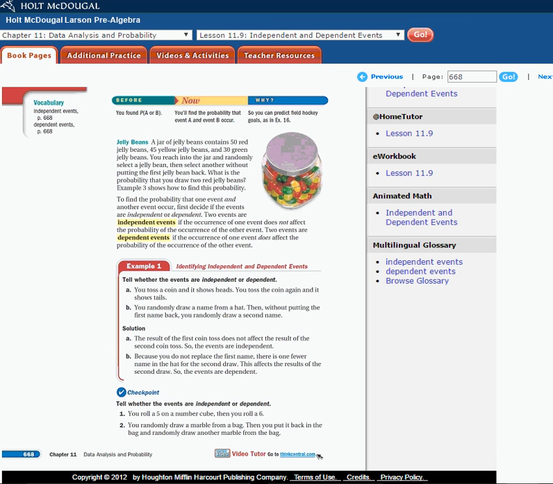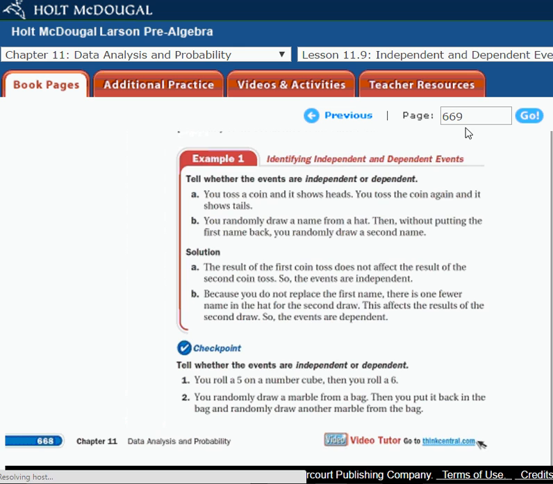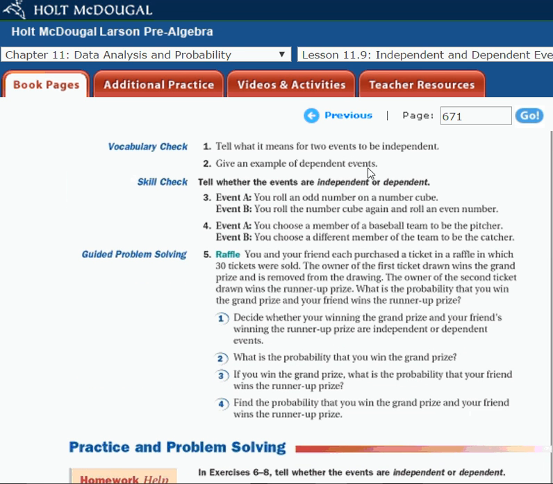Just to go over it one more time, let me zoom this in a little bit so it's easier to read. We are given two examples here, and we're given two events and we want to know whether or not they are independent or dependent. So event A, you roll an odd number on a number cube. Event B, you roll the number cube again and roll an even number. In this case, that would be considered independent because rolling the number cube didn't affect the second time.